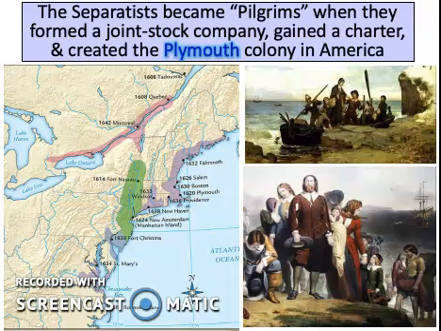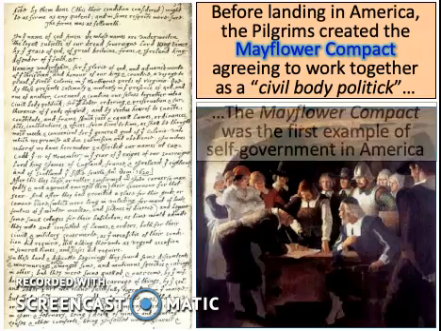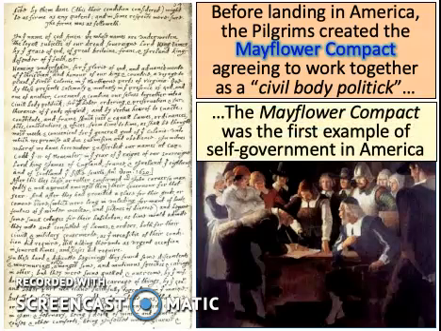And so these separatists became the Pilgrims. And so they formed their own joint stock company. They pooled their resources together to fund their expedition to the New World, much like the Dutch had done, much like the Virginia Company had done. They get a charter to leave, and they create the Plymouth Colony in America. Now, before they land, they do sign an important early governmental document called the Mayflower Compact. They decide to work together as what's called a civil body politic. And it's really the first example of self-government in America.